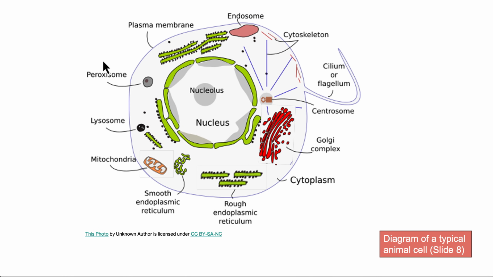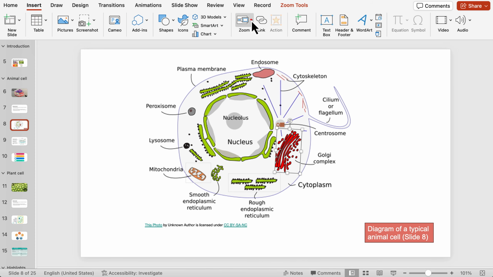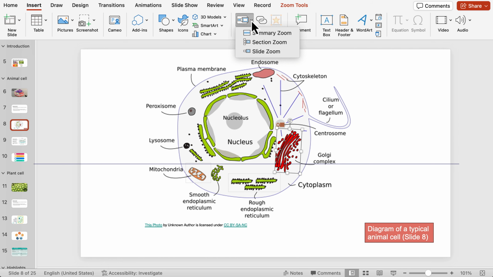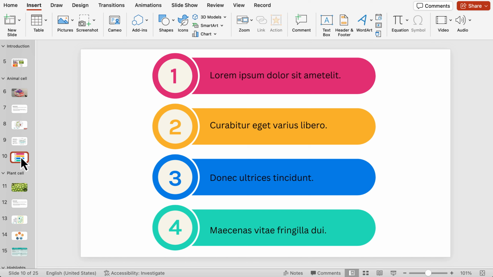Awesome. I'm going to come out from the slideshow by clicking on the escape key, and let's go to insert. Let's go to zoom. So we have looked at summary zoom and slide zoom. All we have left is section zoom. And as the name suggests, we use section zoom if we want to zoom to another section of the presentation. So for example, we can go to the last slide of the animal section, which is slide 10. So let me click on slide 10. Let's resize the image.